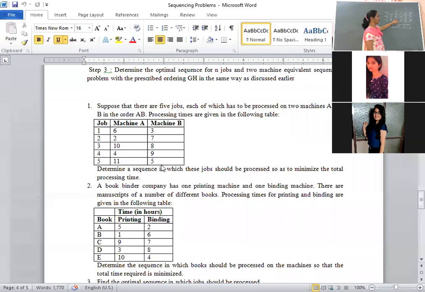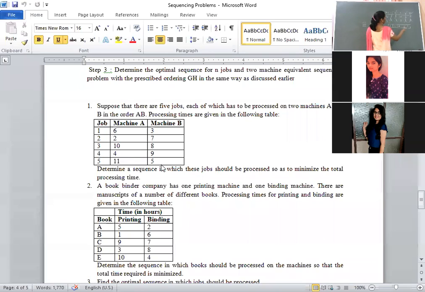Here 2 is the minimum processing time. The job is also 2. That's why you have to write your job sequence. That means job 2 is performed initially. Then cross it off. Then among the remaining jobs, that is 1, 3, 4, 5, again you have to search for the minimum processing time. The minimum processing time is 3 hours. It appears on machine B at job 1. That means here we have to perform job 1.